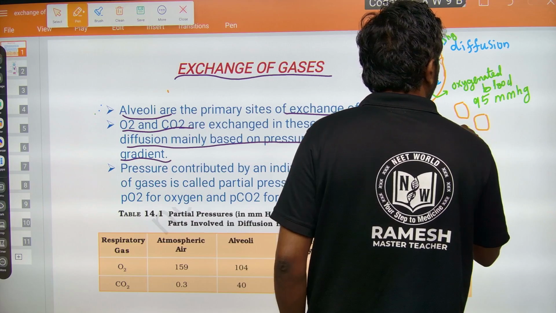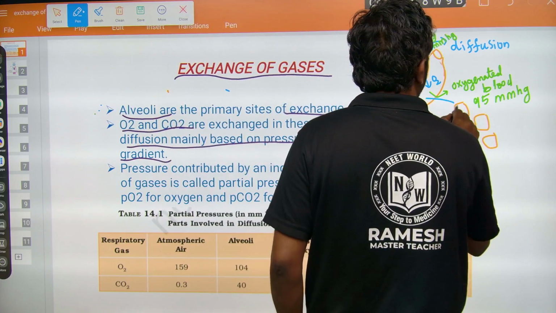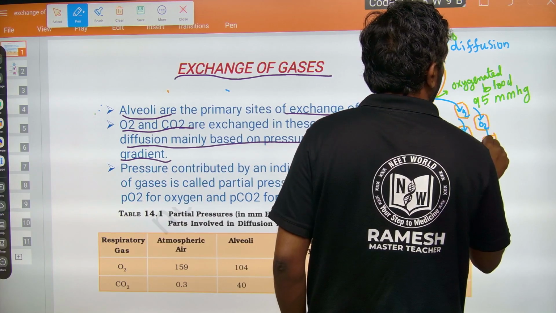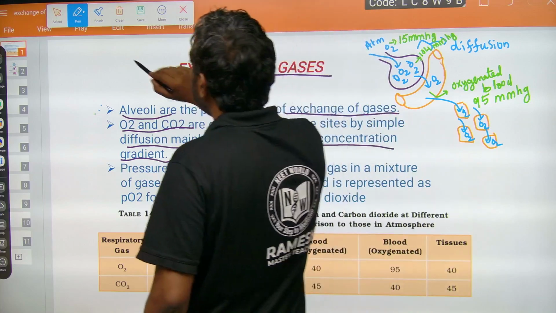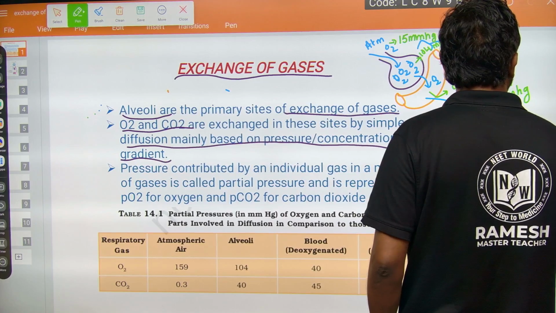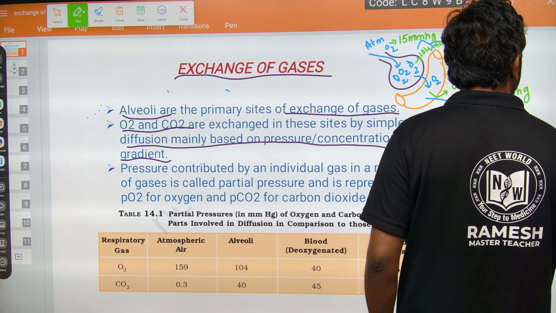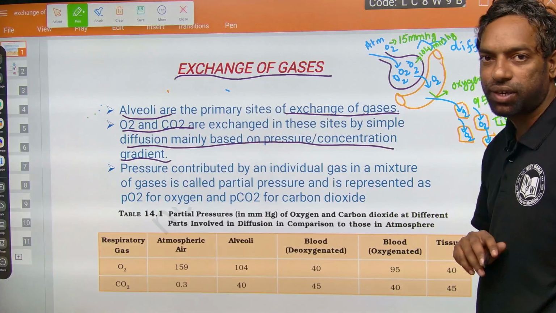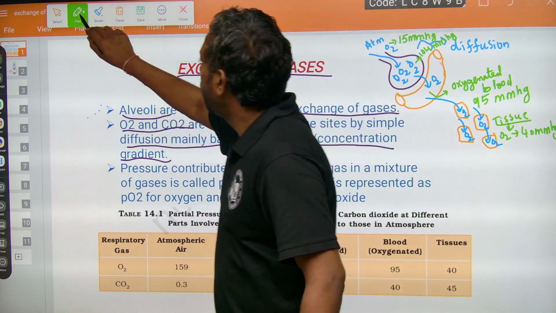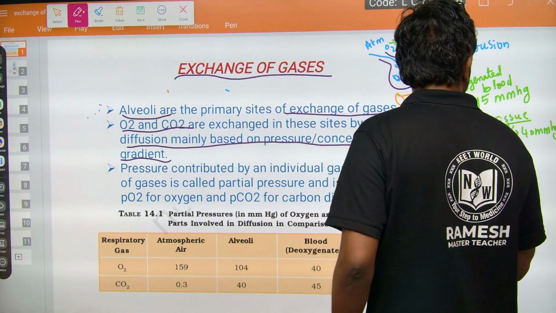The oxygen is transported into the tissue. Tissue utilizes oxygen. The partial pressure of oxygen in the tissue is 40 mmHg. And the tissue uses the oxygen to produce CO2. CO2 is produced here in the tissue.